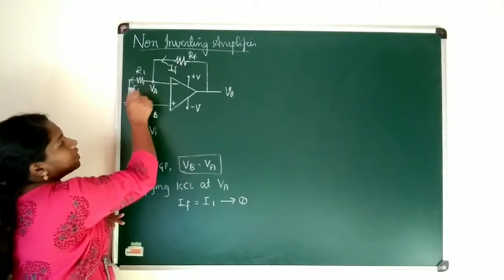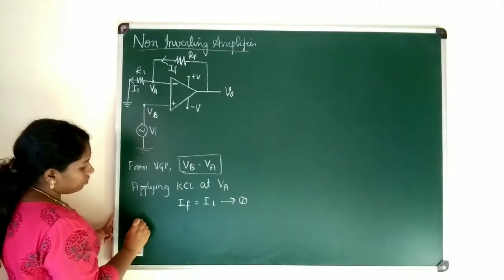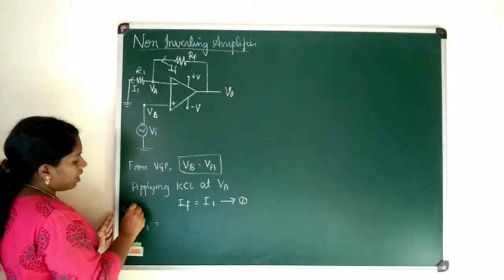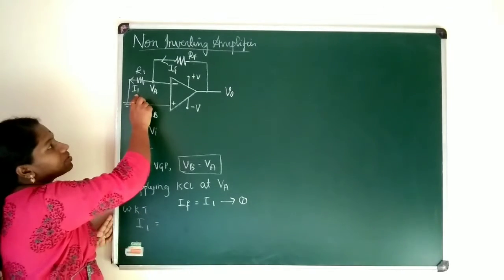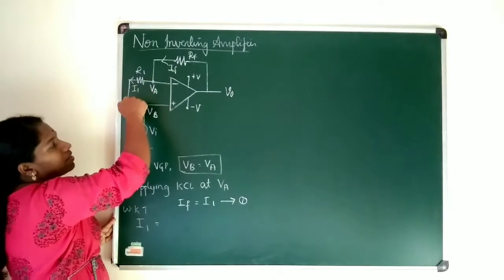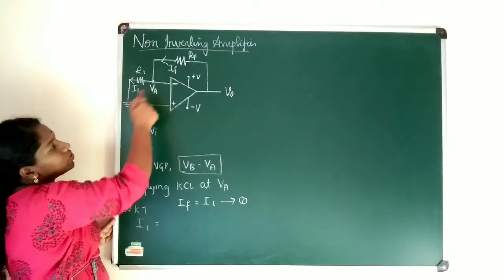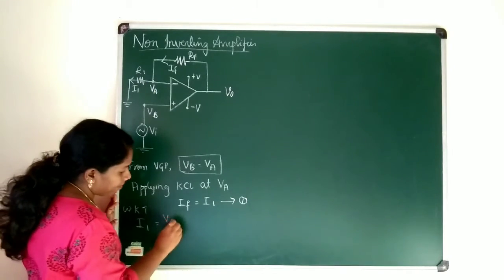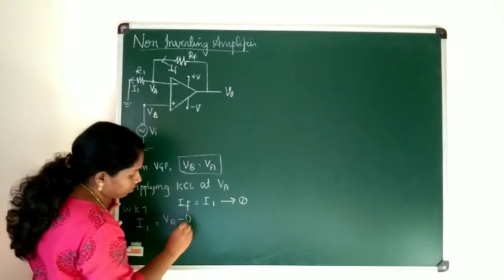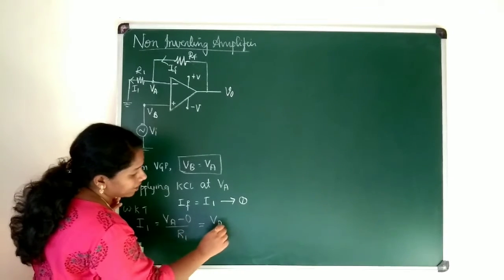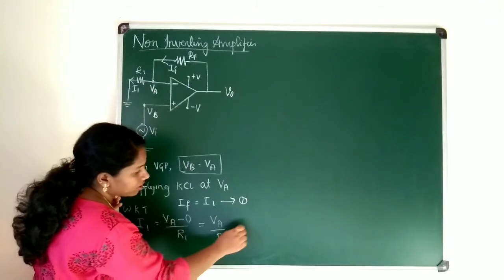When you want to find out I1, I need to take the difference between the potentials divided by R1. VA minus 0, this is the ground value. So VA minus 0 divided by R1, which is equal to VA divided by R1. This is another equation.